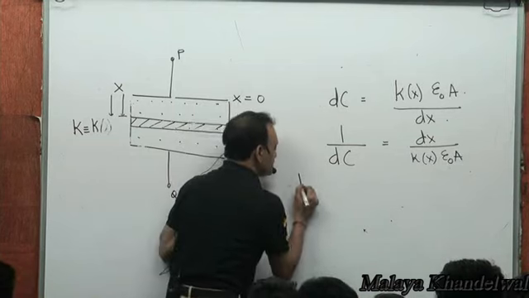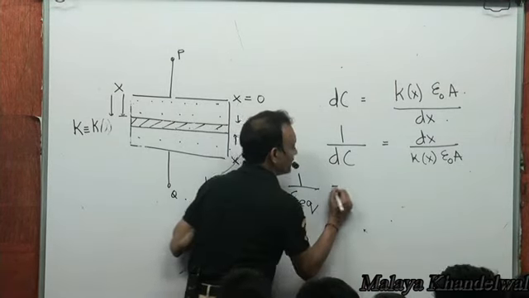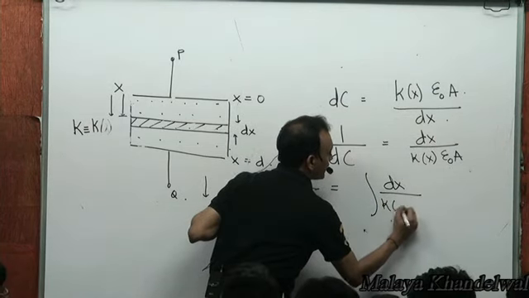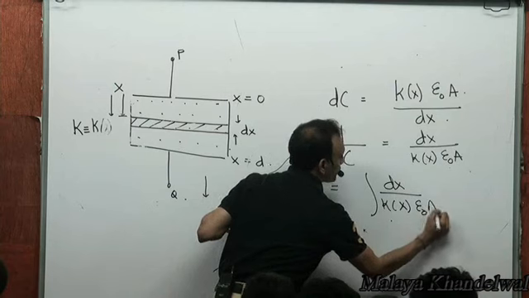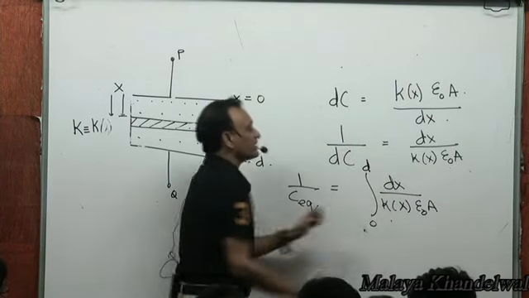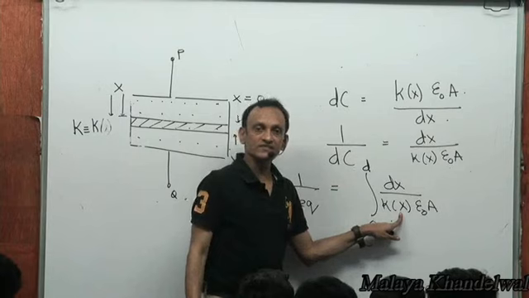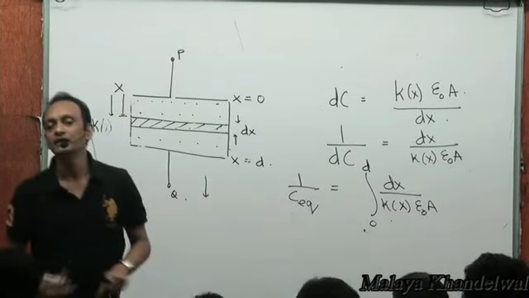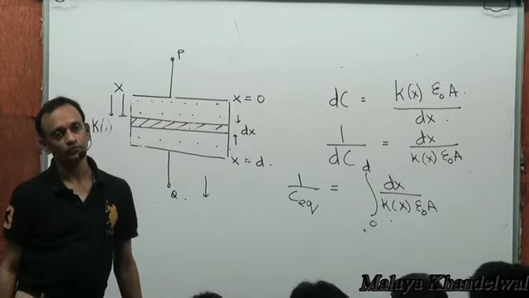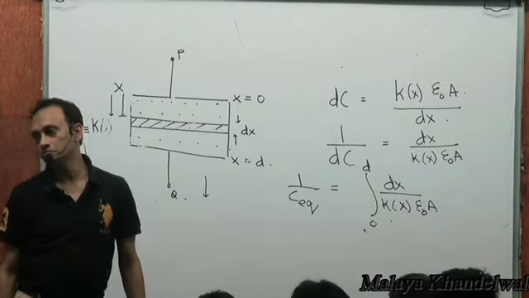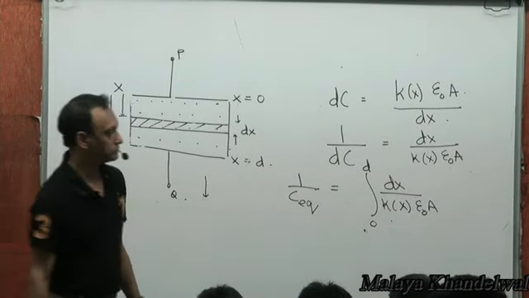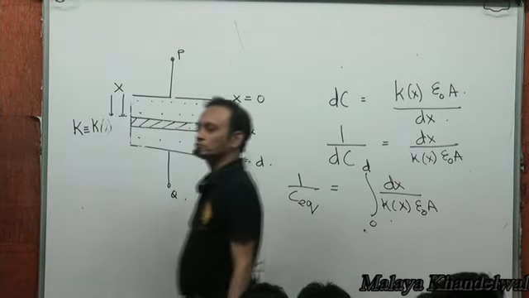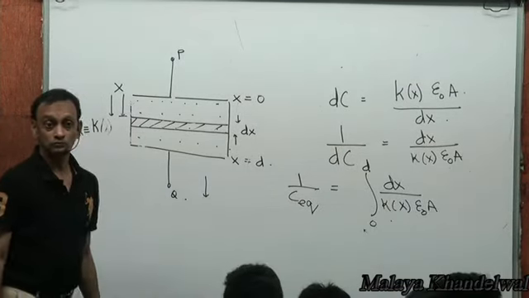If you add 1 by dCs, then 1 by C equivalent is the sum of dx by K at x into epsilon naught A, where x runs from 0 to d. Now if K is known as a function of x, or is given to you, you can plug it in and integrate between the limits 0 and d, and you would get 1 by C equivalent of this arrangement. Yes or no? Simple, right?